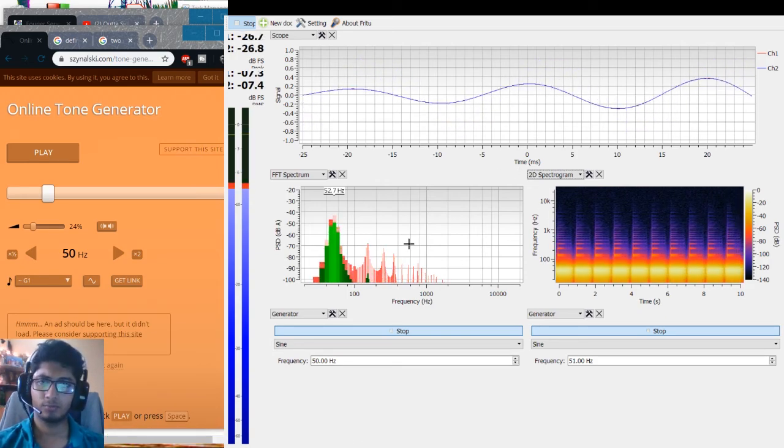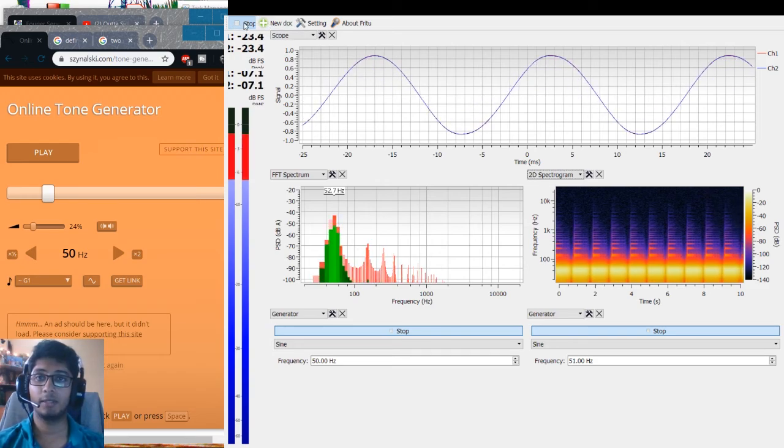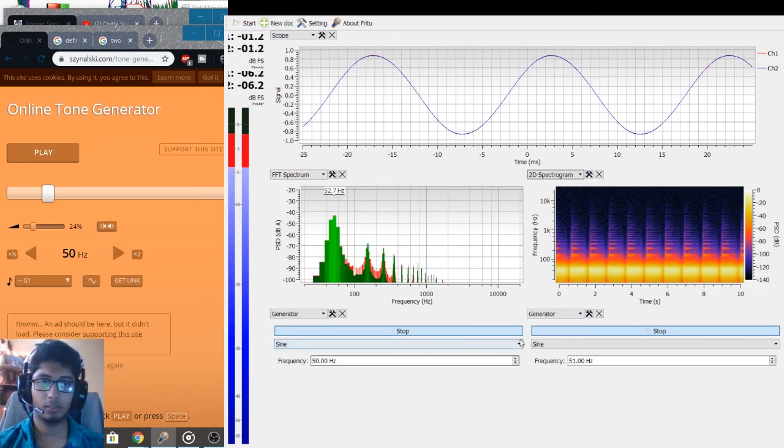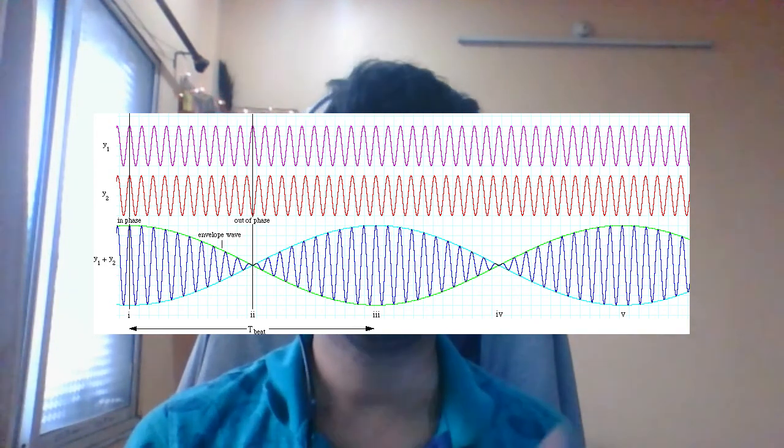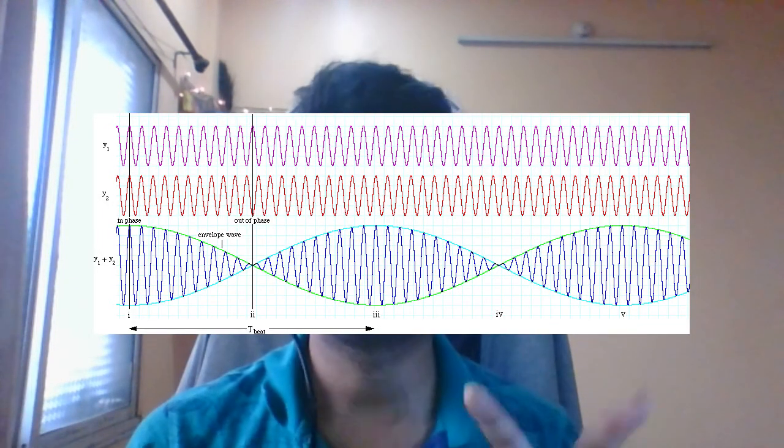But why is that so? This phenomenon is known as beats, or what we call pulsating waves. And the pulsating frequency will be the difference of those two frequencies. That means in here I have 50 hertz and 51 hertz. So the pulsating frequency or the beats frequency will be 1 hertz, because 51 minus 50 is 1 hertz.